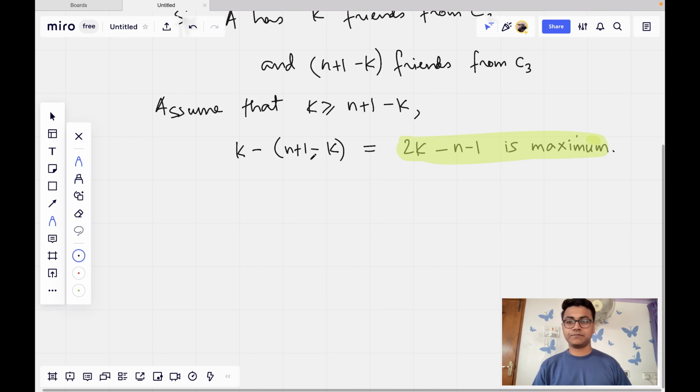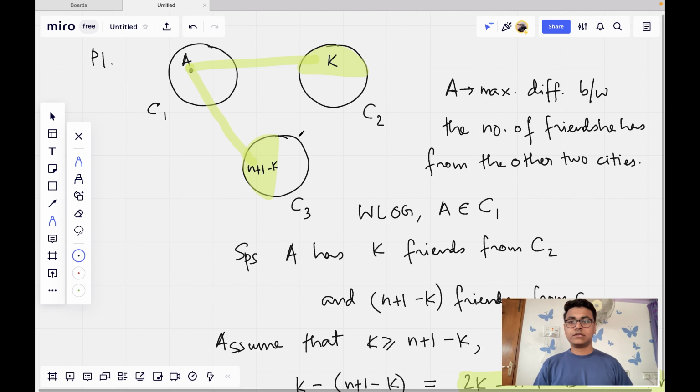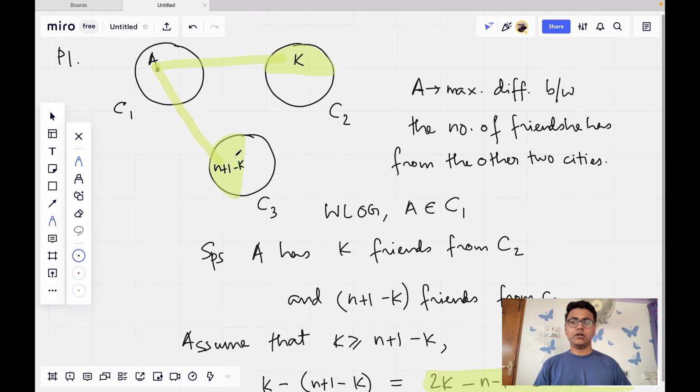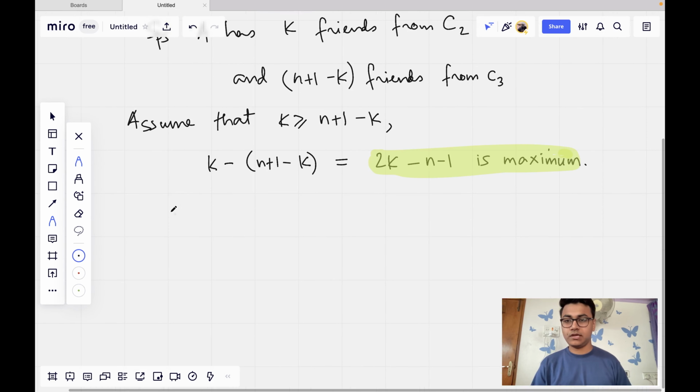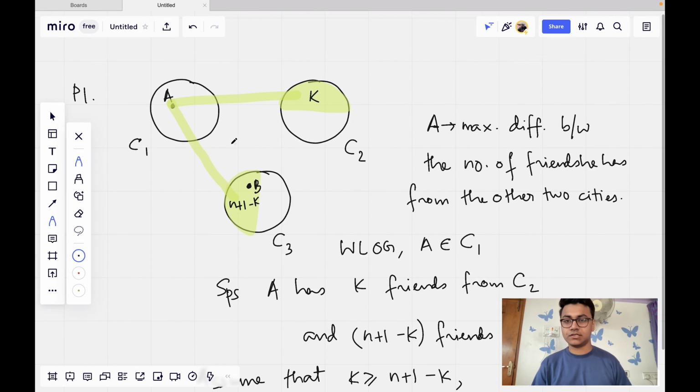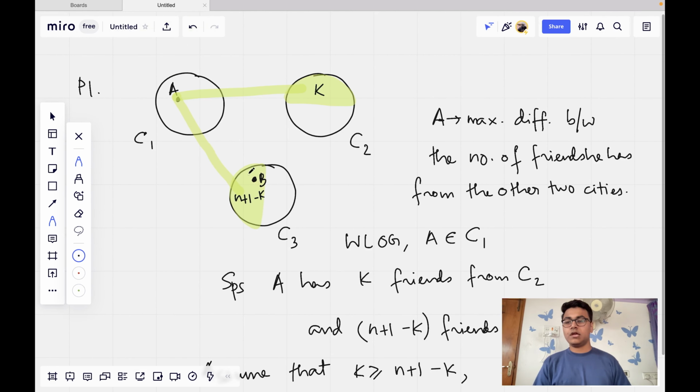So now we look at a specific friend of A from C3. We are picking C3 because C3 has fewer friends than C2. Say B is a friend of A from C3. We'll first draw the diagram here.